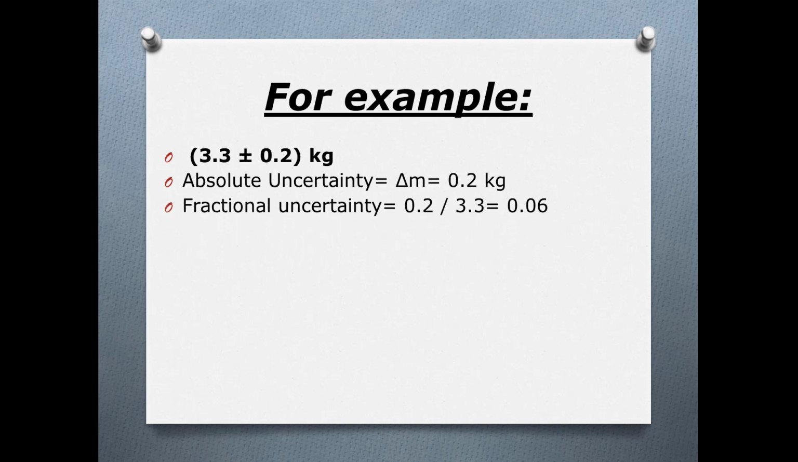If we want to calculate fractional uncertainty from this measurement, what we have to do is divide this absolute uncertainty by the actual value, which is 3.3. So 0.2 divided by 3.3 will give us 0.06. And fractional uncertainty has no units. It is without any unit.